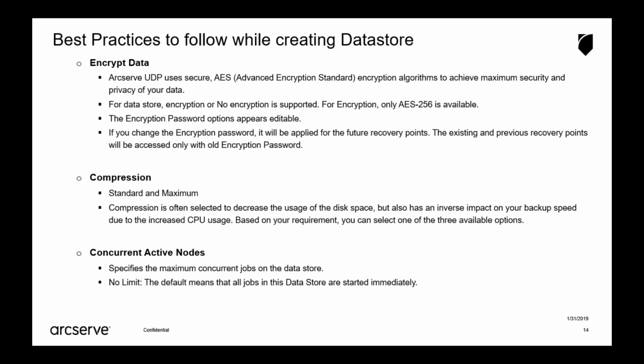Concurrent active node. Specify the maximum concurrent active jobs on the data store. There is no limit in concurrent active nodes. This option allows you to run jobs at the same time. If it is 4, then it is going to have 4 active jobs.